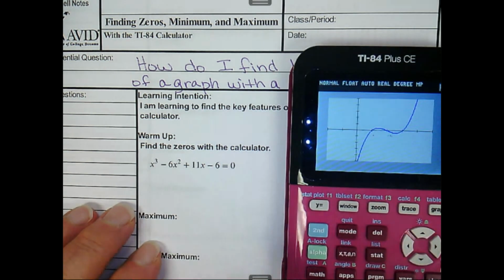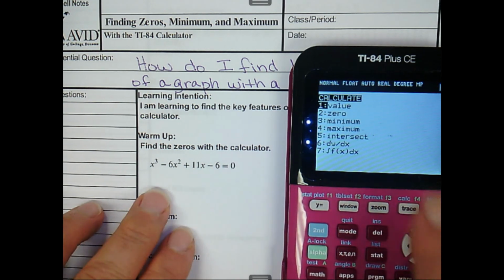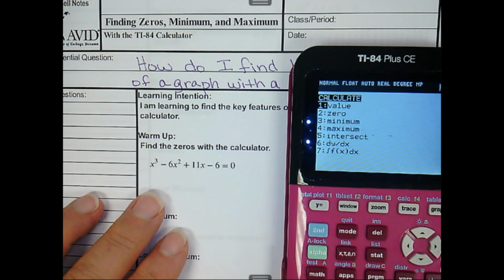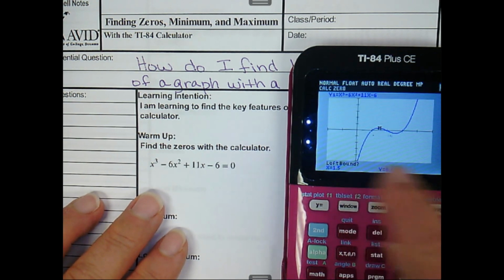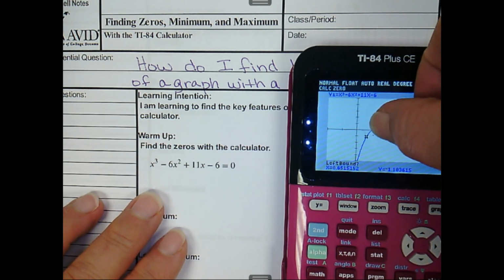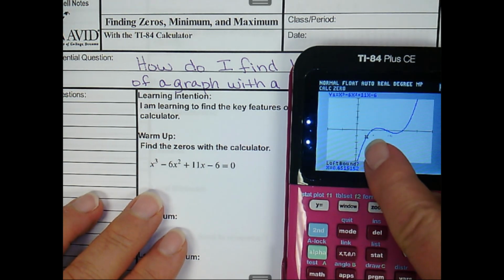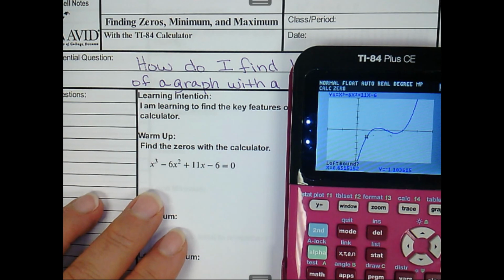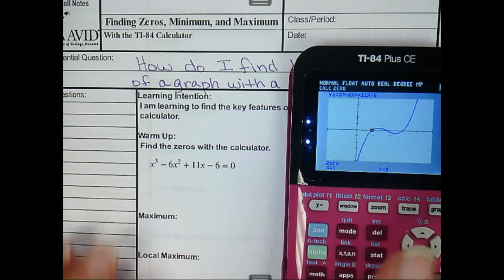Okay, I've graphed it, I've adjusted the window. Second trace, I'm looking for my first zero. So left bound means the left side. So this is the point I'm looking for. This is the left side on the graph. So I hit enter. I scroll over, up above the point, I hit enter again. I hit enter a third time, and that first point is 1, 0.